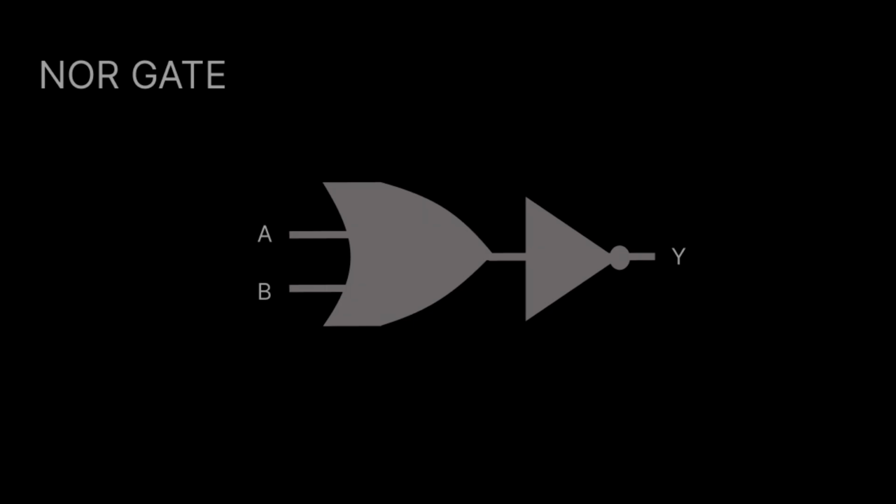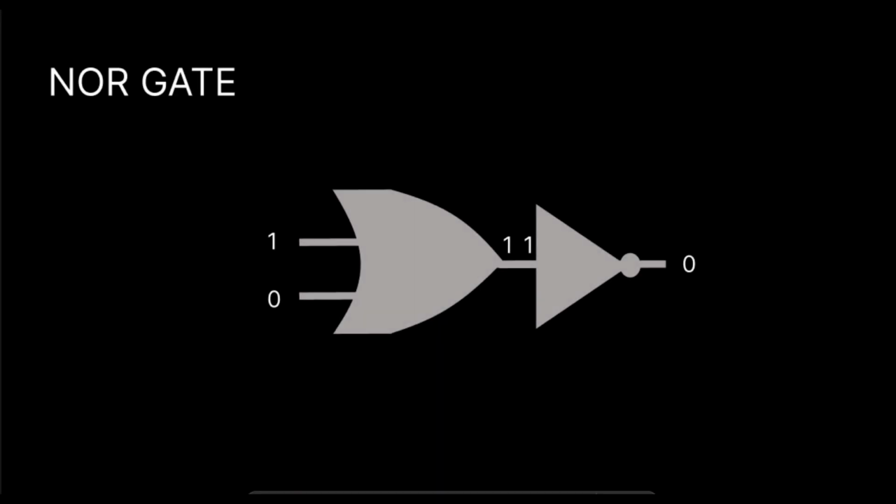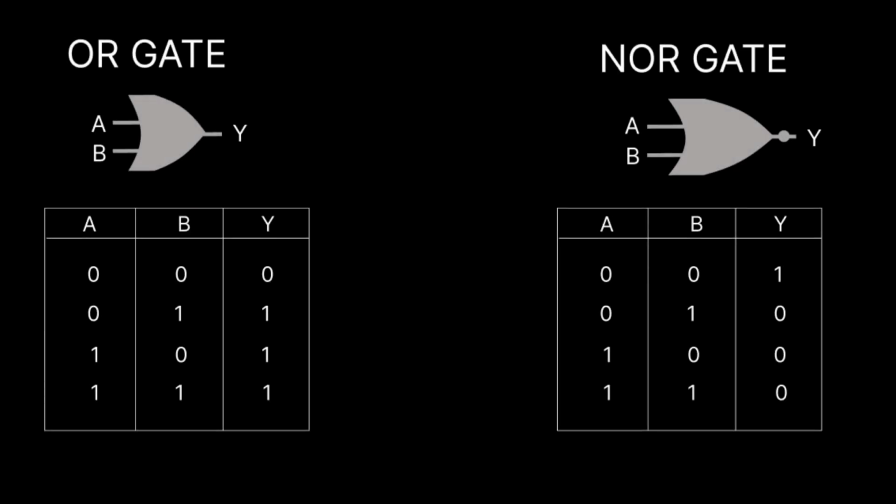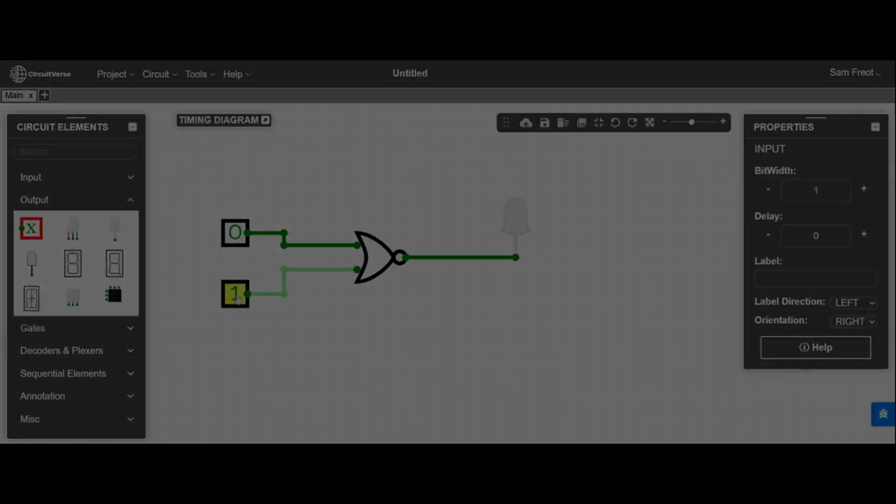For example, if A was 1 and B was 0, the output of the OR gate would be 1. That 1 is fed to the inverter, and the final output becomes 0. So the output of the NOR gate is the inverse of the output of an OR gate with the same inputs. The same can be seen in the truth table, where the output was 0 in the OR gate, the output is 1 in the NOR gate, and vice versa. We can also check out its simulation.